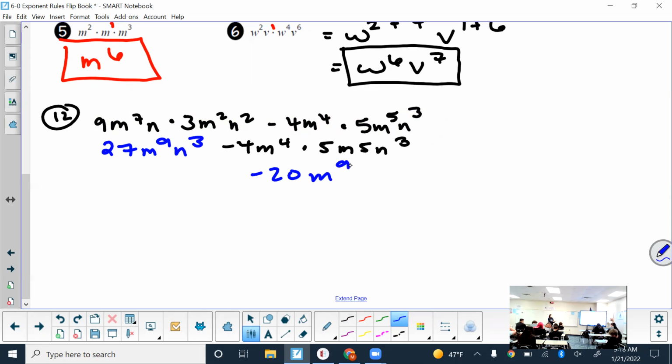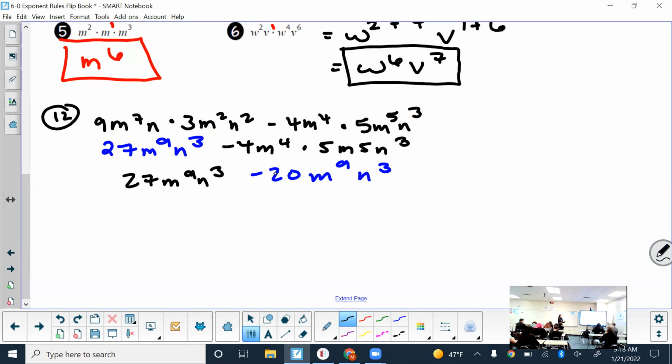M to the 9th. It looks a little sloppy on here, but probably looks better on your paper. And then n to what power? N to the 3rd. So yeah, this middle term didn't have an n. So it's kind of like doing 1 times n to the 3rd. All right. Questions there? All right, then bring down what we had before that, the 27 m to the 9th n cubed. Now this is what we have.